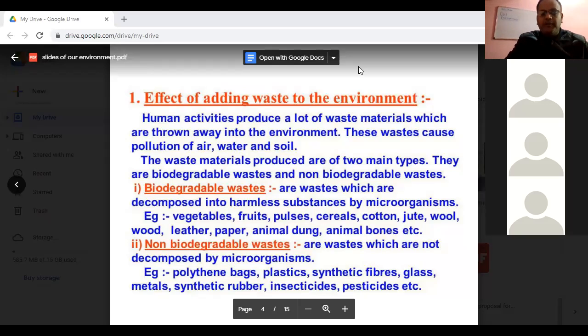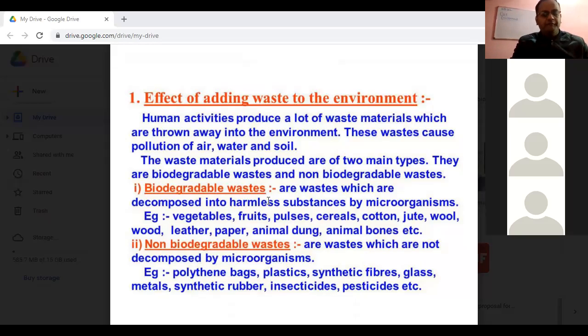Now, next is non-biodegradable. From the name itself, it is clear to us the opposite of the biodegradable will be the non-biodegradable. Definitely, the waste which are not decomposed by the microorganism. Like we know several examples for this: polythene bags, plastics, even glass, metals, pesticides, insecticides. Pesticides are the chemicals which are used to kill the pest. Insecticides are the chemicals which are used to kill the insects. These are being used in the crop field also, and they remain with the crop and create a great quantity of soil pollution.